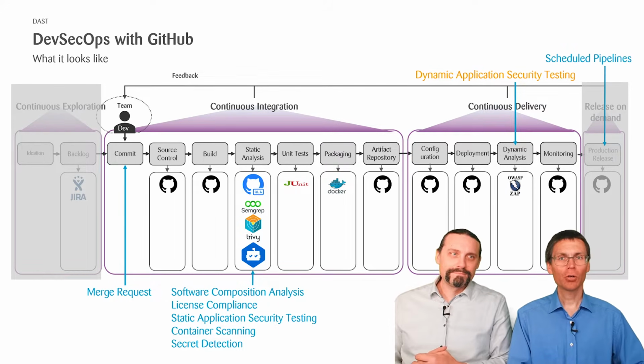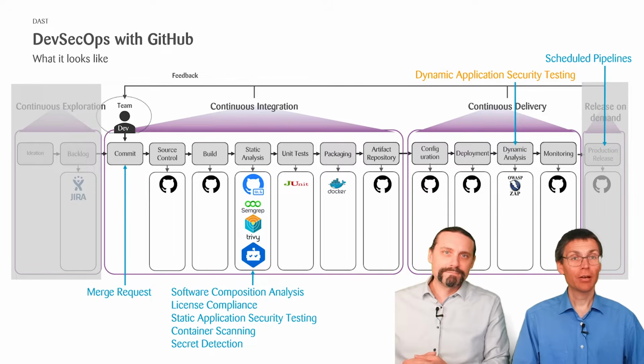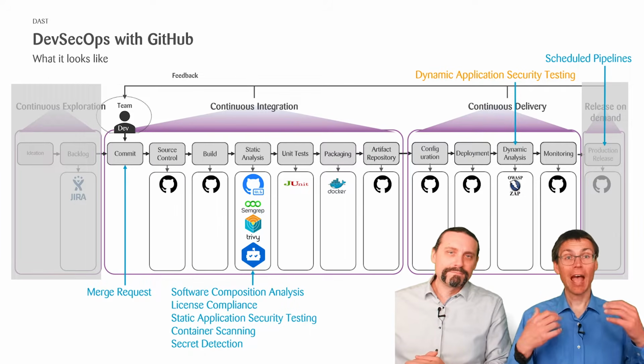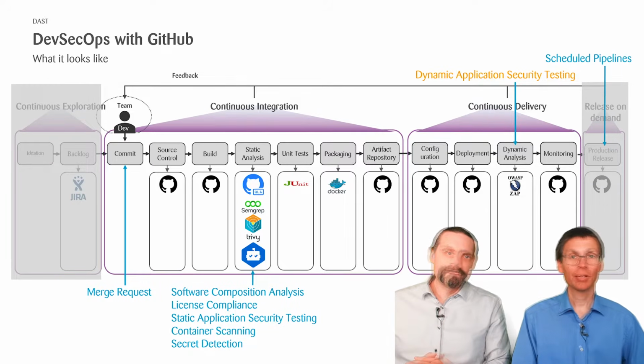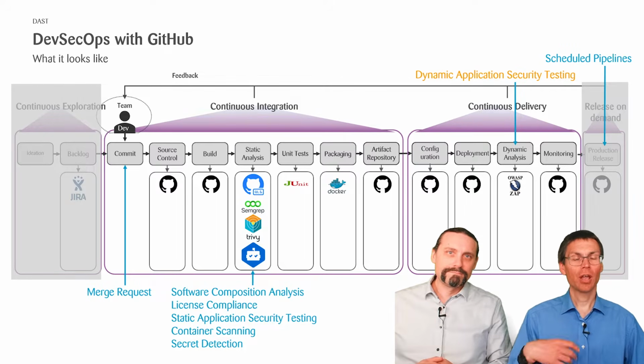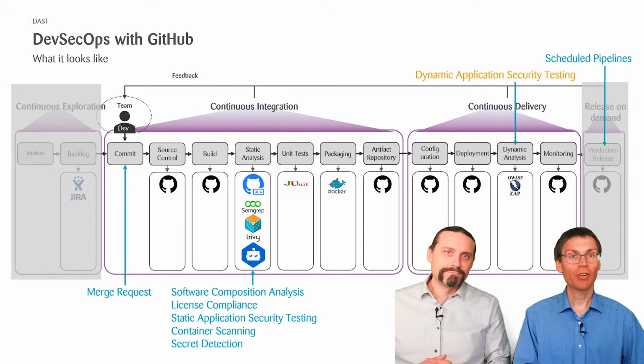We also looked into static application security testing. There we basically looked at security issues our code introduced. We've made container scanning, where we looked for issues within our image or our container. And we've done secret detection, basically scanning for secrets like passwords or tokens within our code or configuration.